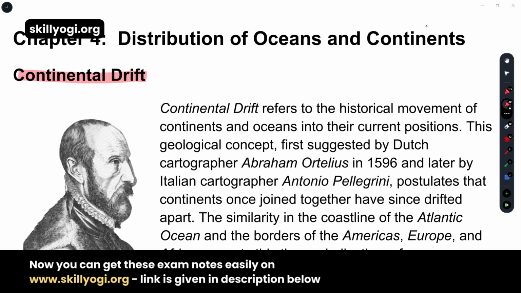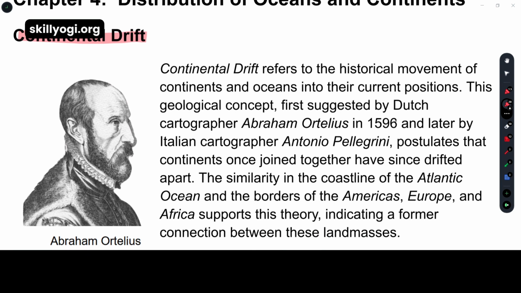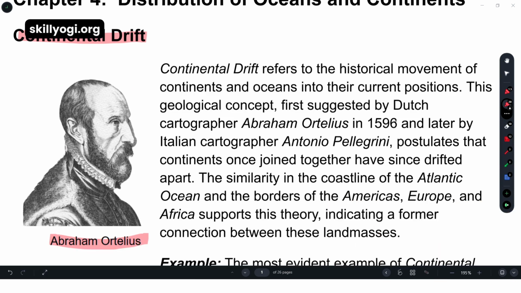about continental drift. But before saying this from the following PDF, first I would like to say something about who the person is. Abraham Ortelius. The person is very important for this theory. So, what is continental drift? Actually, it's a hypothesis which originates in the early 20th century.